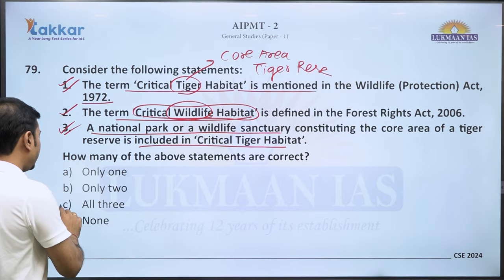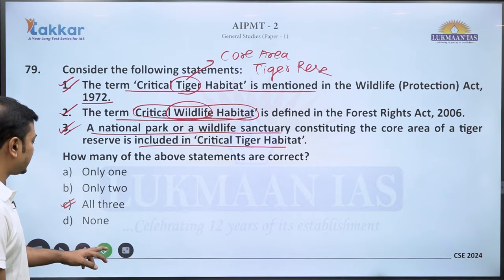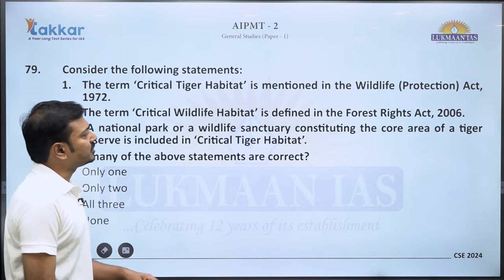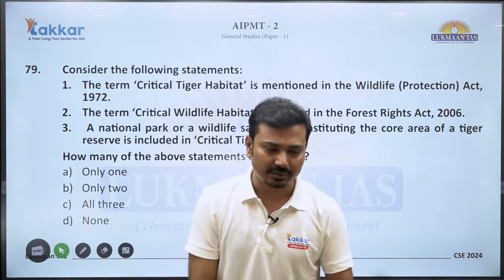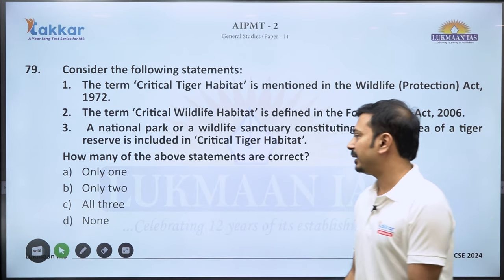Okay, so all three statements are correct here. All three statements are correct. That means C is the correct answer. In past, UPSC has asked question on which of the following tiger reserve is having largest critical tiger habitat area.